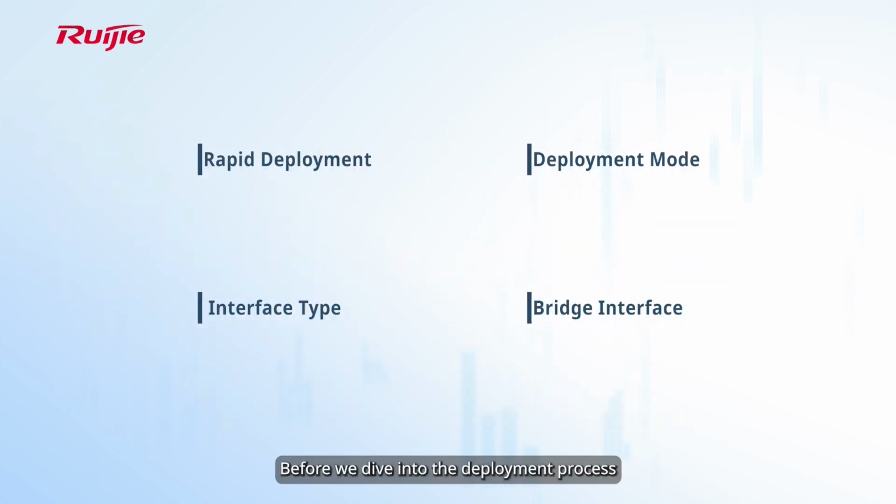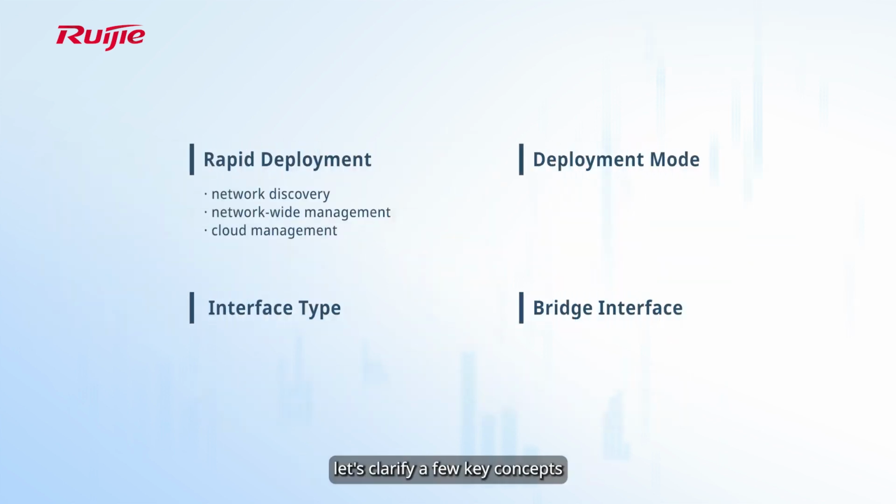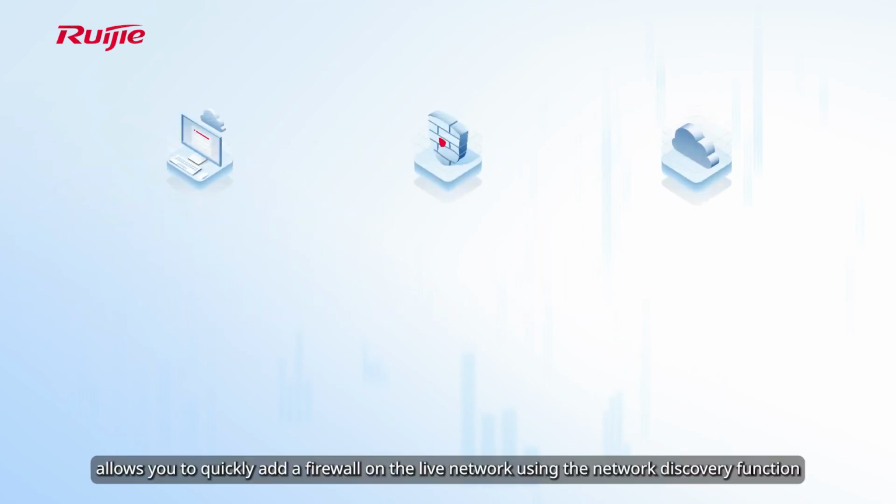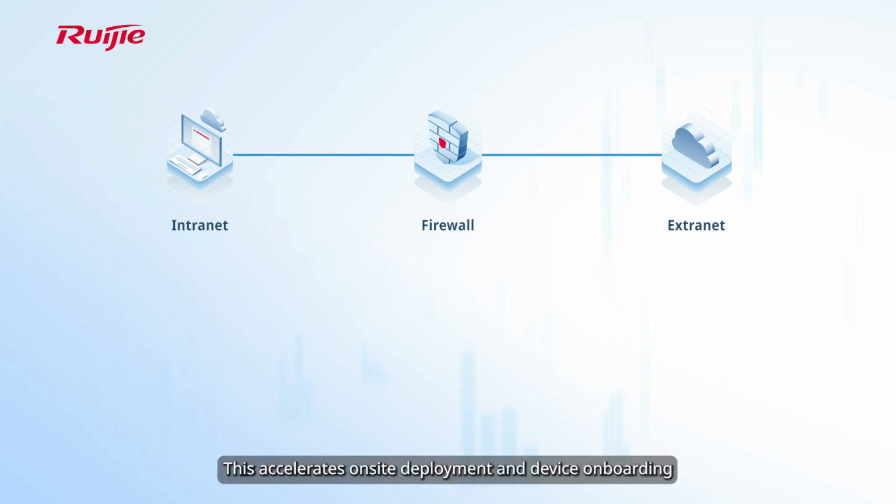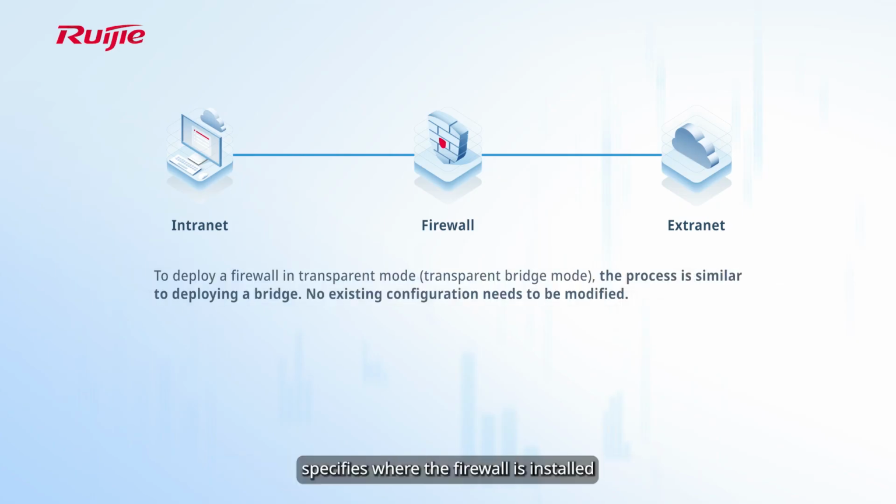Before we dive into the deployment process, let's clarify a few key concepts. Rapid deployment allows you to quickly add a firewall on the live network using the network discovery function. This accelerates on-site deployment and device onboarding. Deployment mode specifies where the firewall is installed. To deploy a firewall in transparent mode, the process is similar to deploying a bridge. No existing configuration needs to be modified.